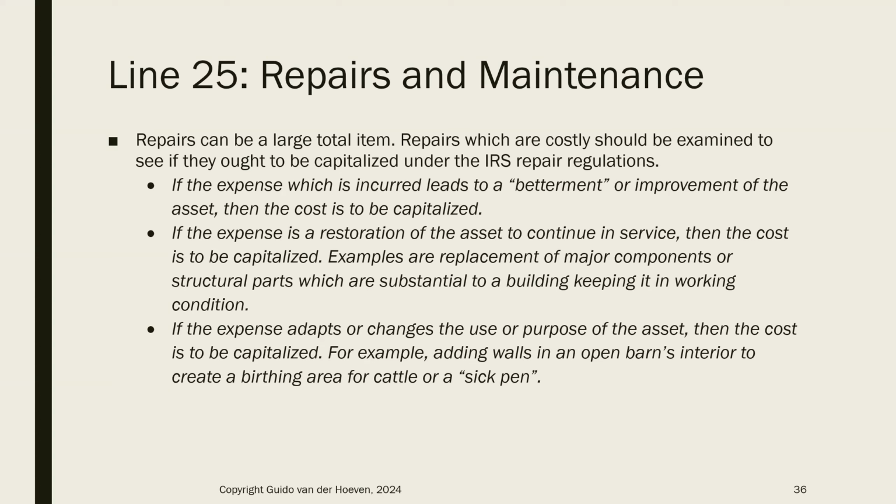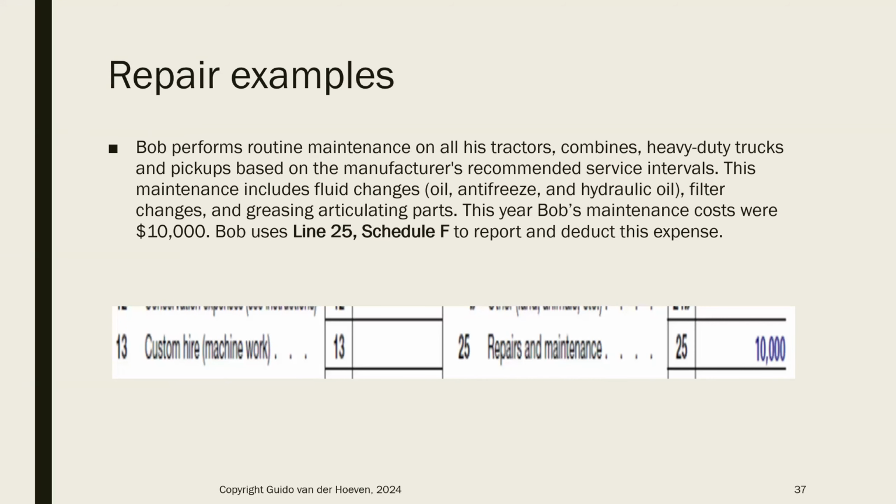And the example there is adding walls in an open barn's interior to create a birthing area for cattle or a sick pen. And I'm not as green as I am cabbage looking. More than likely, that's going to be written off as a repair. But I'm just telling you that's what the rules say. So we're going to go through some examples.